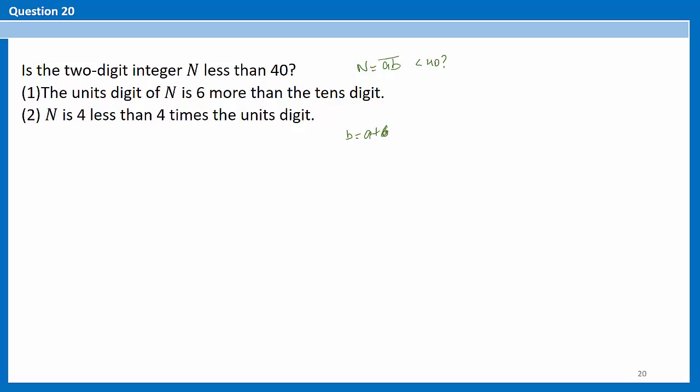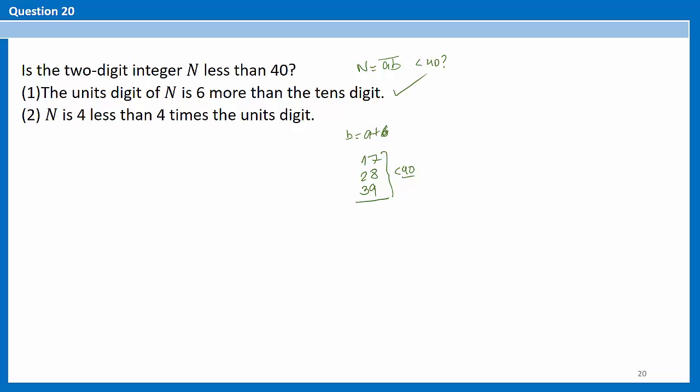What if a is 1? We would have 17. If a is 2, we would have 28. And if a is 3, we would have 39. Now, a cannot be 4 because then b would be 10 and it's not going to be a digit anymore. So we stop at 39, and all the values are less than 40. Okay, so less than 40, sufficient.